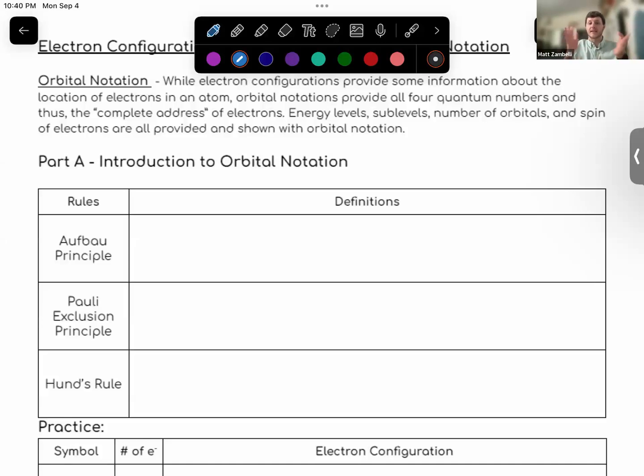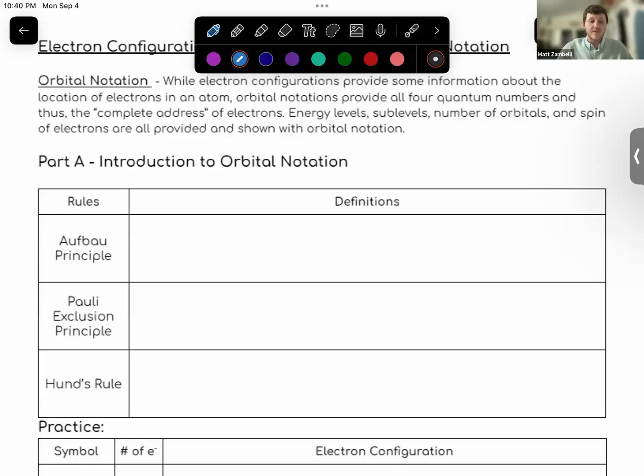So if we're in the S or the P block, the number of orbitals that it's going to have, so the number of sections that it'll have, and we're going to know how the electrons are spinning. So there's going to be up and down spins that we're going to have to talk about, and we'll see when we do our practice together. Right? So there are three rules that we need to know in order to understand orbital notation. The first one is going to be our Aufbau principle.